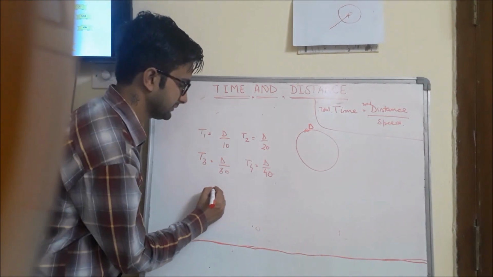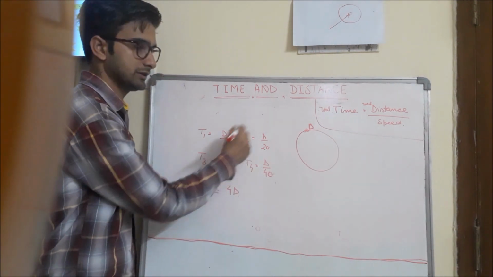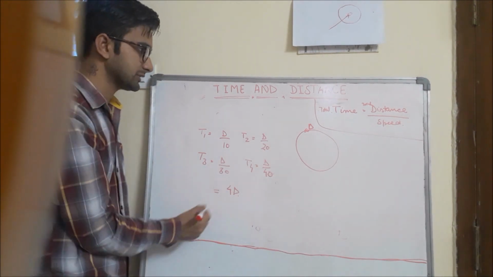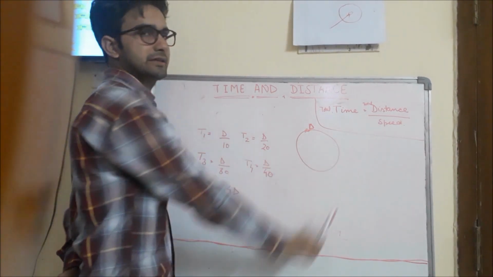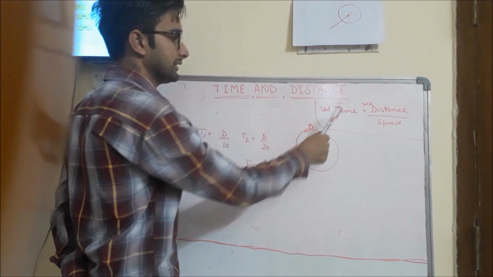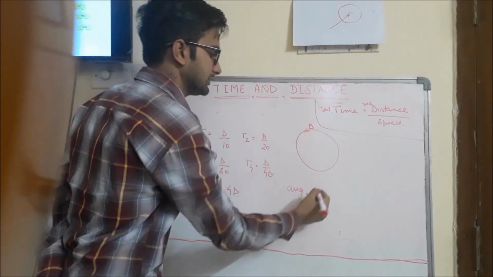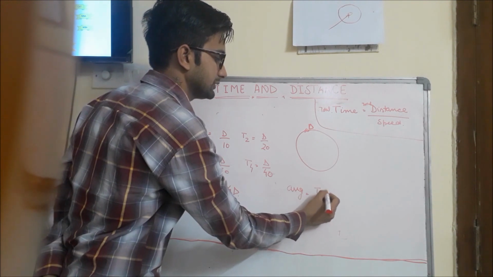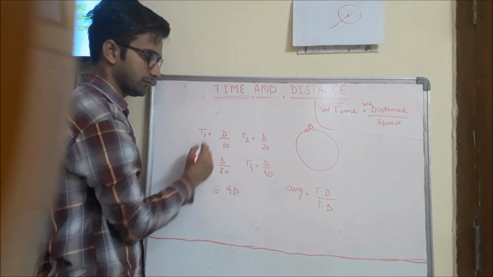The total distance will be 4D, because the sum of all the distances will be the total distance. So we need to find out the average speed. Let me write the formula here. Average speed will be total distance upon total time. The total time will be the sum of all four times.